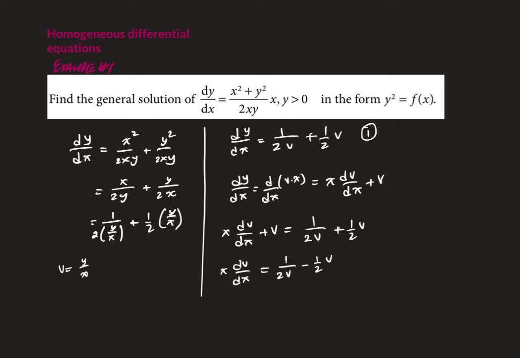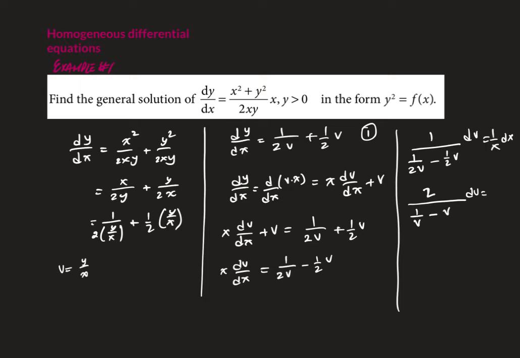And now what I want to do is divide, so we get 1 over 2v minus 1/2 of v dv equals 1 over x dx. I'm going to try to move things around on the left hand side to simplify that expression or make it into a more comfortable expression. And now we can integrate on both sides.